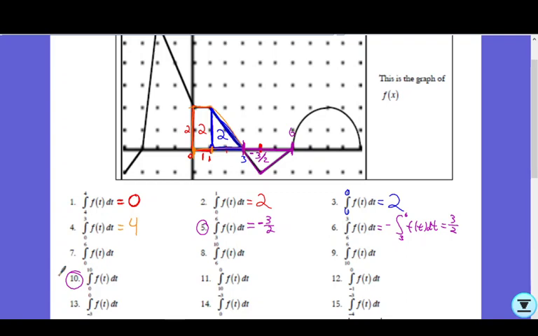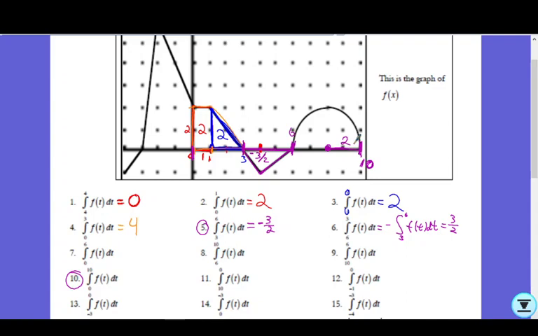From 0 to 10. So here is 0. 1, 2, 3, 4, 5, 6, 7, 8, 9, 10. This is 10. So I want someone to know what this total area is. We already know the area from 0 to 3, which is 4. We know the area from 3 to 6, which is -3/2. Now we need to figure out what is the area from 6 to 10. Well, this is a semicircle with a radius of 2. So 1/2 pi r squared.